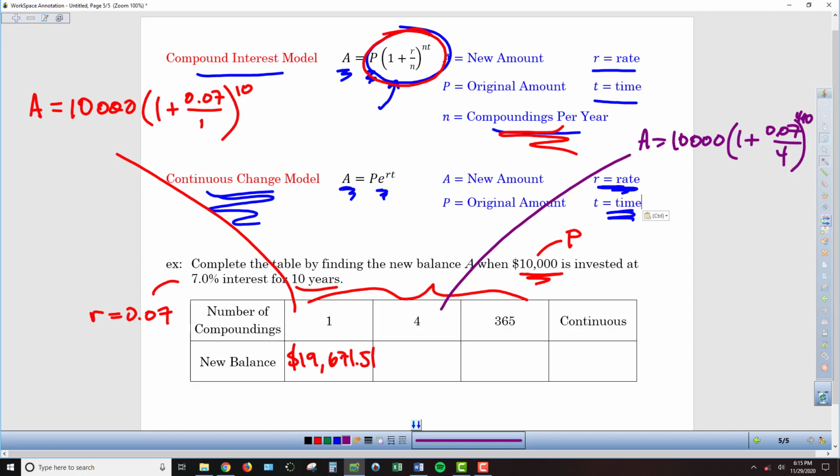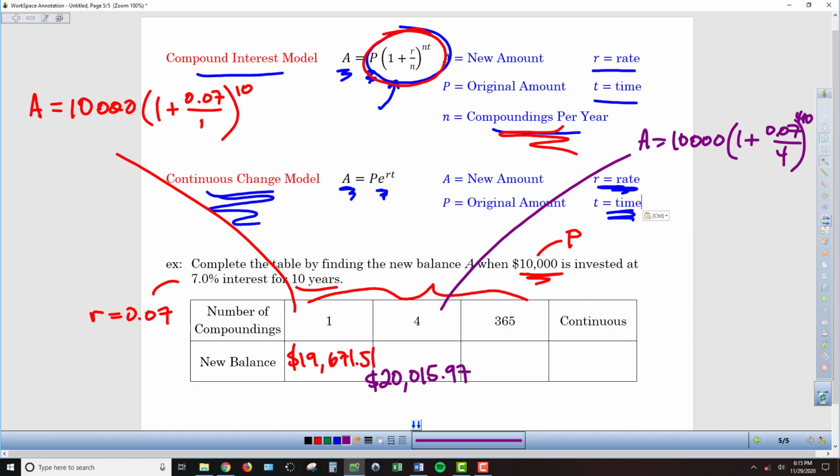So again, if we push buttons on our calculator to get through that, we just have to be careful with our order of operations and using parentheses and so on. But we end up with a total of $20,015.97. So you can see it's a significant increase.